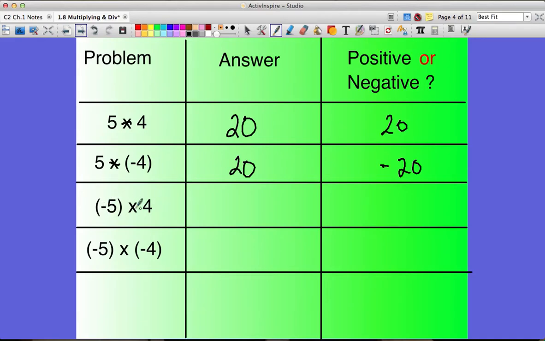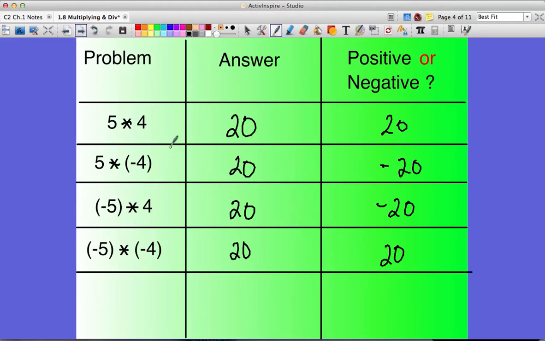If I do negative 5 times a positive 4, my answer is still going to be 20, but again, because I have a negative and a positive, my answer is going to be a negative 20. And then if I have a negative 5 times a negative 4, my answer is still 20, so it doesn't change the way multiplication works, but because it's a negative and a negative, it gives you a positive. Now this is different from addition, because with addition, a negative plus a negative gives you a negative, but in multiplication, a negative times a negative gives you a positive.